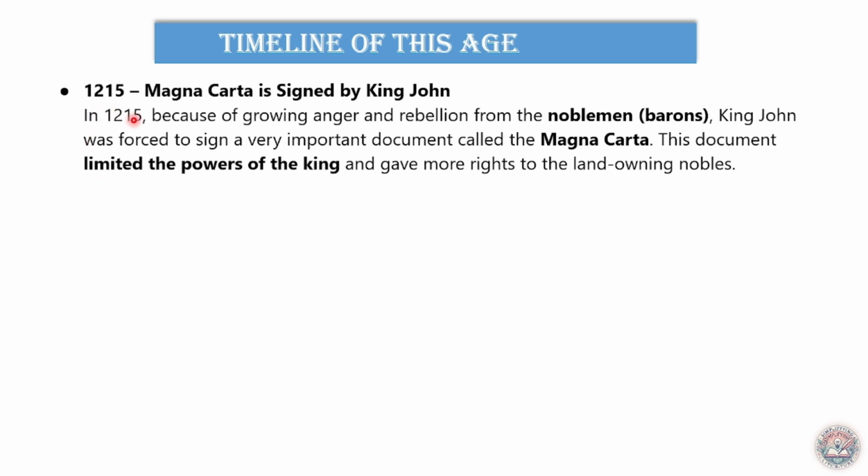Then in 1215, King John is forced to sign the Magna Carta. He was forced by the angry nobles to do so. This document limited the power of the kings, which was super important for the development of democracy.